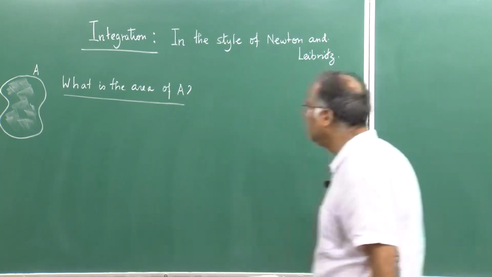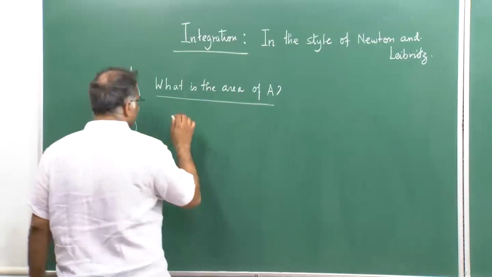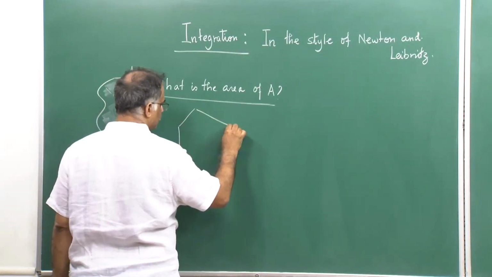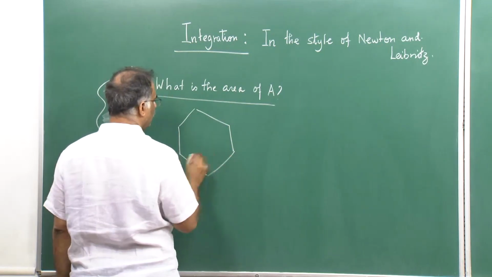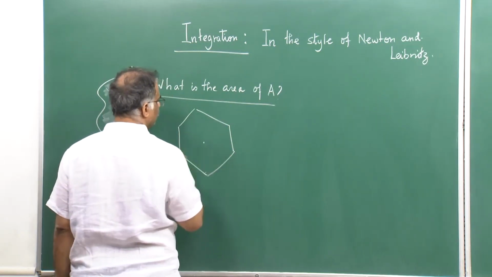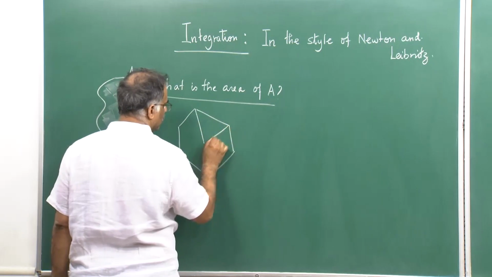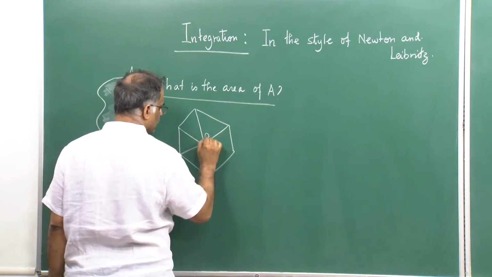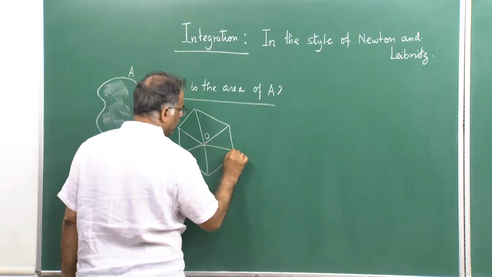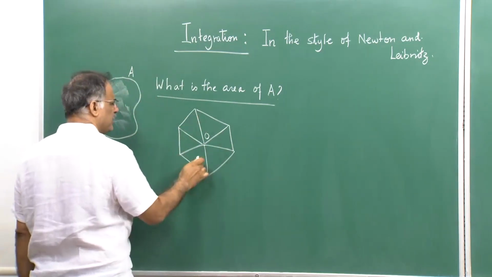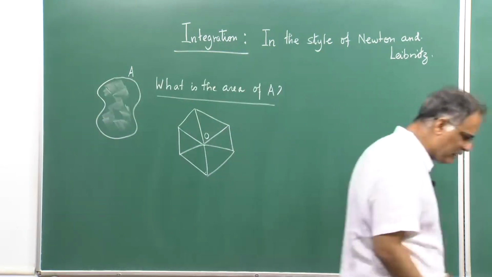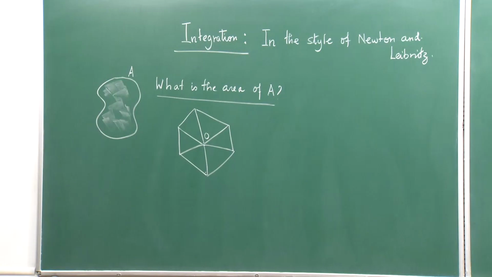For example, if you take a polygon, how do I know the area of a polygon? Take a point here, join all the sides with this point which is the center of the polygon, and then you know the area of a triangle, you compute the area of the triangles, and add those areas and say okay, this is the area of the whole polygon.